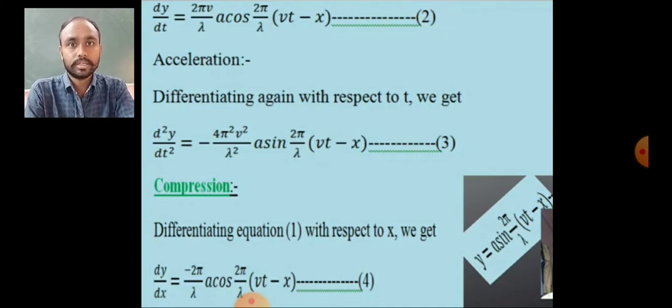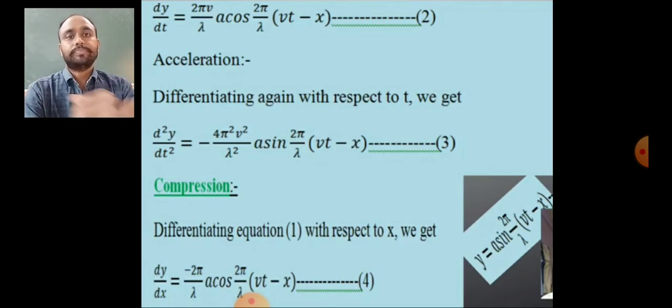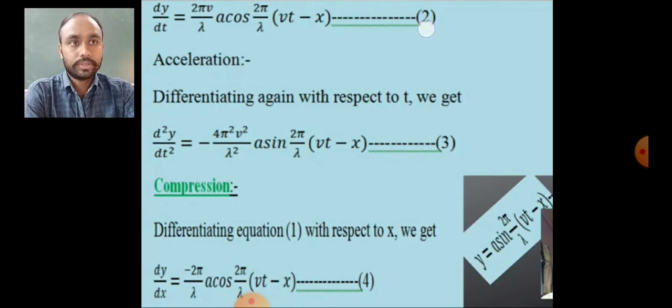Yes, acceleration is the rate of change of velocity with respect to time, that means this is velocity, and once more the rate of change of velocity with respect to time means we have to differentiate velocity again with respect to time, and then it will be acceleration. Okay, now to get the acceleration, differentiate equation 2 again with respect to t, and here also we have to keep x as a constant.